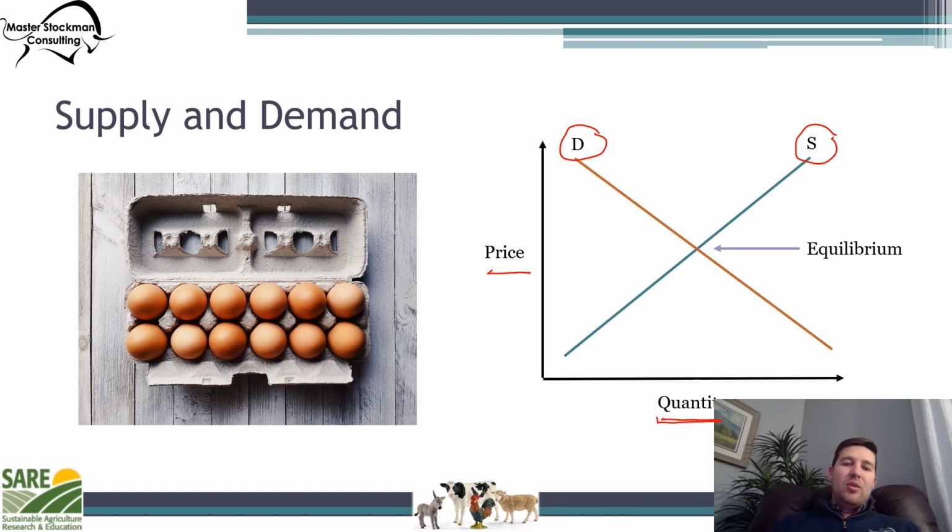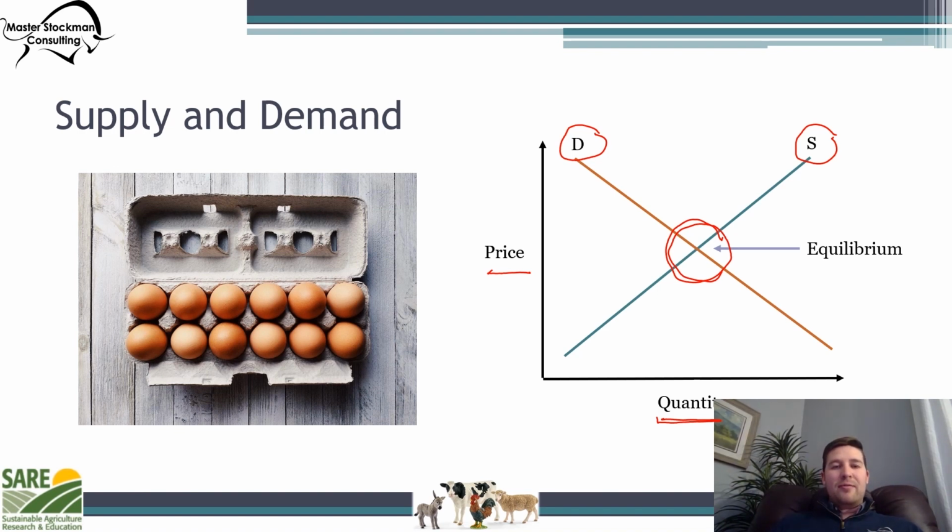But what's important for us is this place right here in the middle. And that is where the supply and the demand meet. And this is what's known as the equilibrium. Now, why is this important? Well, with any business, there's a few key things that we need to do. And one of them is setting the price of our products.